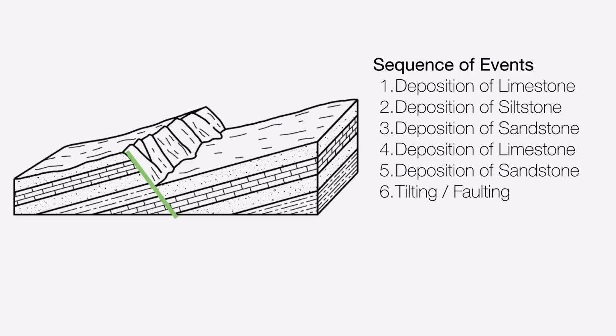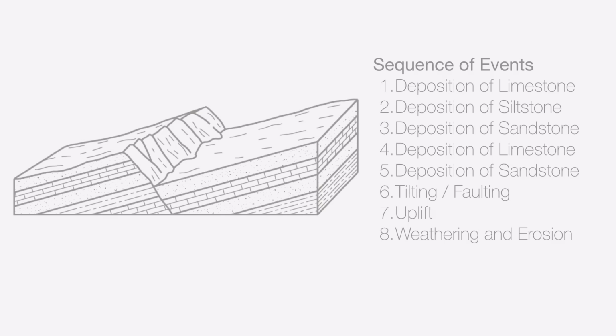And at the same time, if you look at the surface, it looks like there's been some weathering and erosion. So I can also infer that the tilting and the faulting of the layers caused a period of uplift, which allowed for weathering and erosion. And there's a complete sequence. But we have more rules to consider.